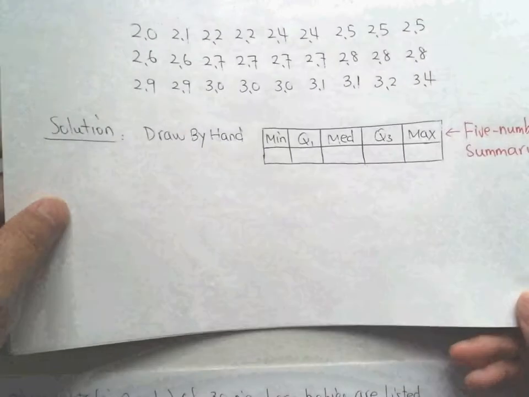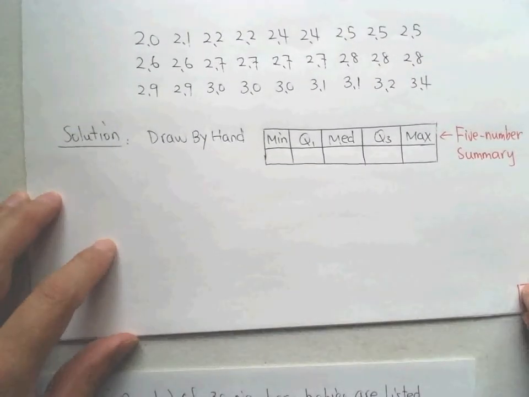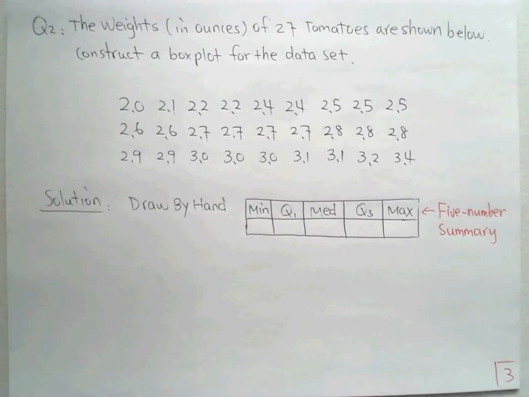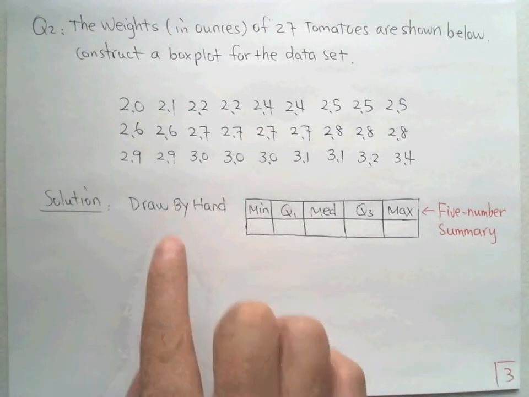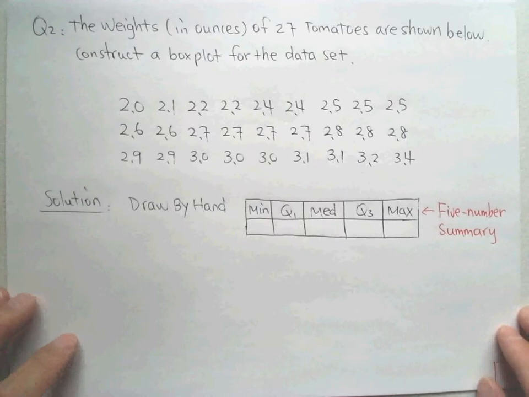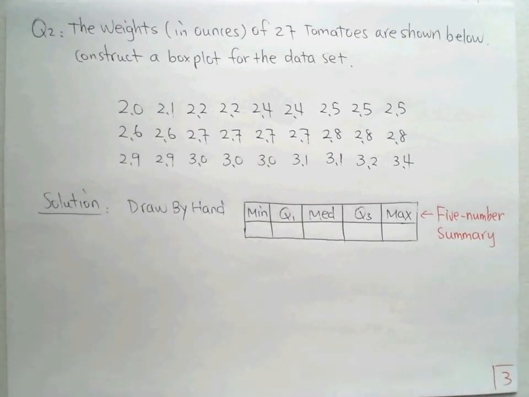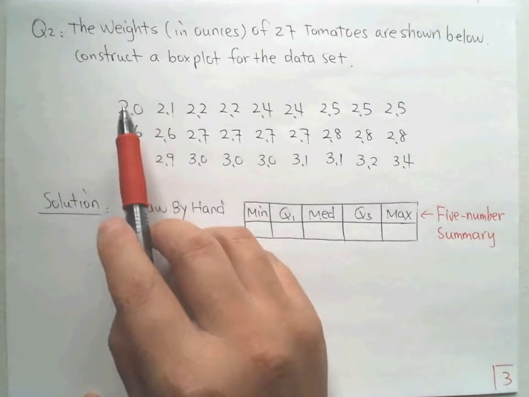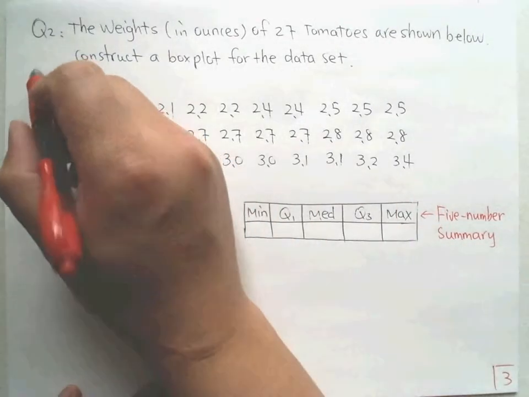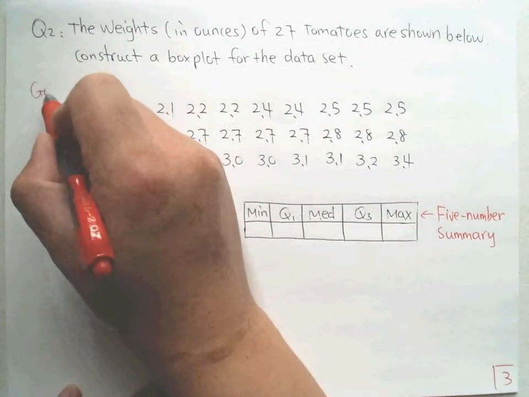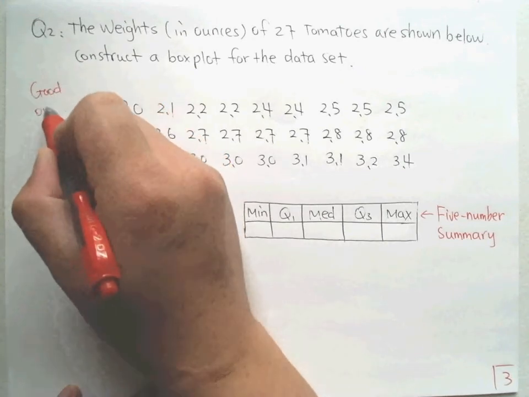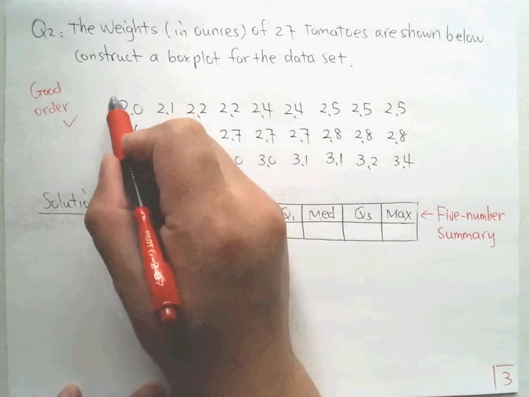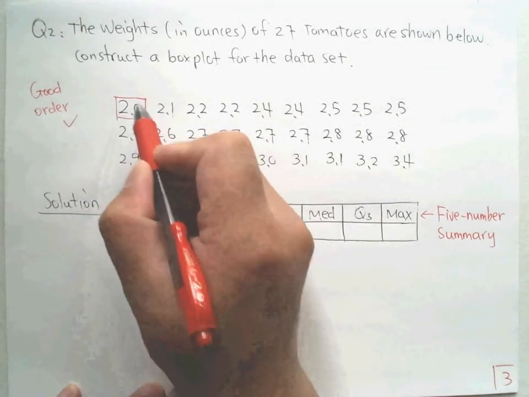This is the second example. However, for this example, I will not use the calculator. I will directly draw by hand. So here is the weight of 27 tomatoes, from 2.0 to 3.4. First, is it in order? Yes, the order is already good. So we will find the five-number summary.